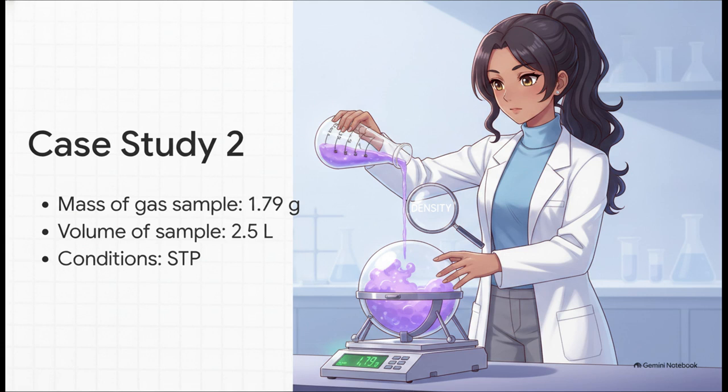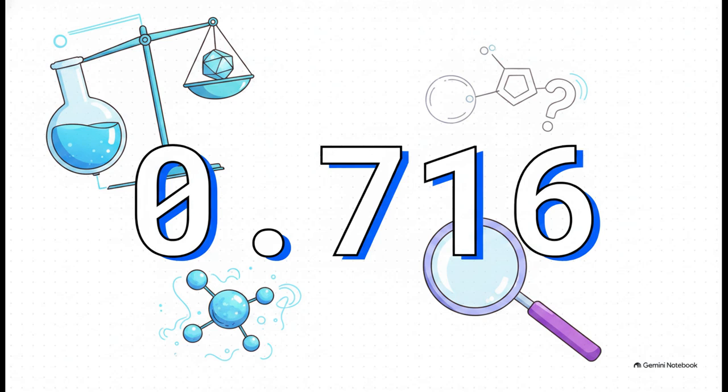Here, we're given a mass of 1.79 grams of a gas, and it's trapped inside a 2.5-liter container. We're still at STP conditions. Now think along with me here for a second. We aren't explicitly given the density this time, are we? So we're going to have to calculate that first before we can find our molar mass. Well, density is just mass over volume, so we simply divide our 1.79 grams by our 2.5 liters, and we uncover our very first clue. The density is 0.716 grams per liter.